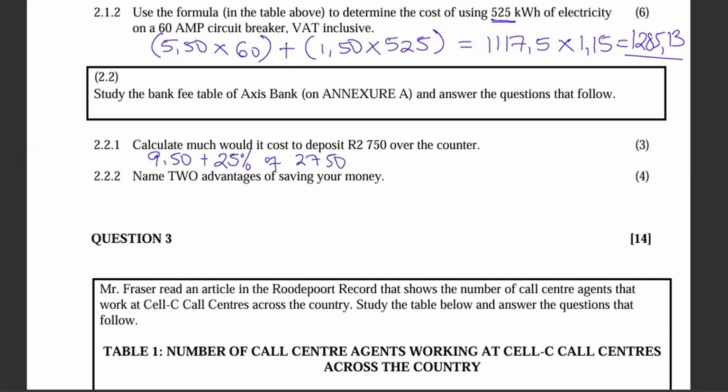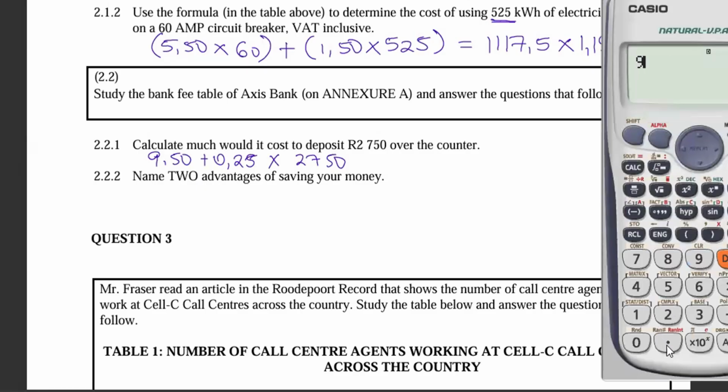25% is the same as 0.25. So we remove the percentage sign and we put the 0.25. The of becomes a multiplication sign. So you're good to go. Please do not add and you multiply, but rather multiply and you add. If you don't know what to do, put it in the calculator, which is 9,5 plus 0.25 times the money they are going to deposit.